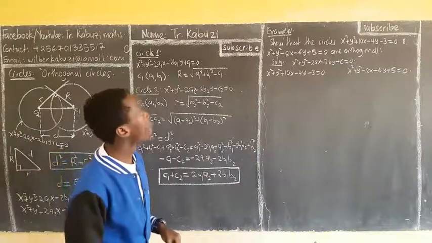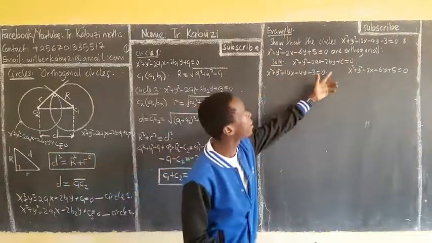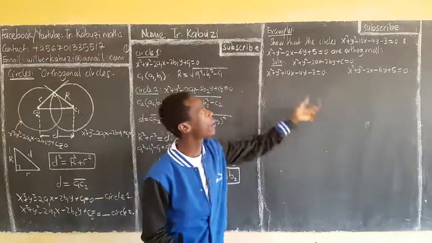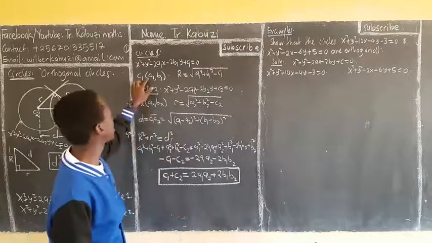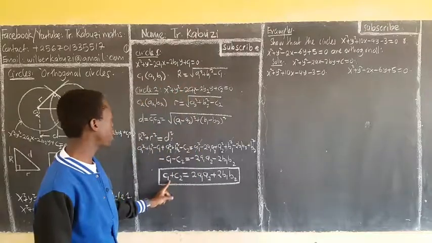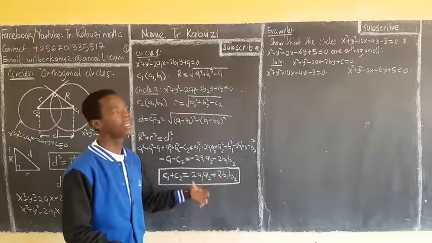Now, from there, members, an example is here. Show that these two circles are orthogonal. So members, all you need to do is get the center. You need to get this constant, then this, then the coordinates of their centers.